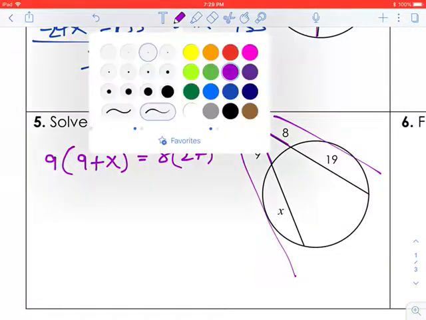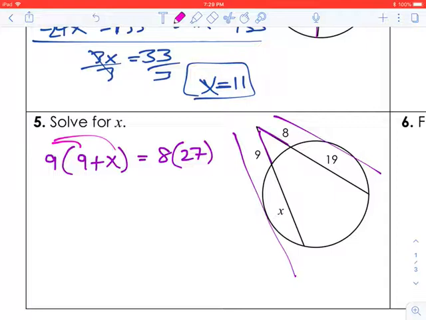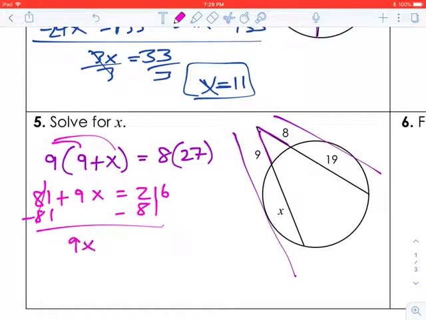And so, just like before, we're going to distribute. I get 81 plus 9x equals 8 times 27, which is 216. And so I'm going to subtract 81 to both sides. And we get 216 minus 81, which is 135. And divide by 9.